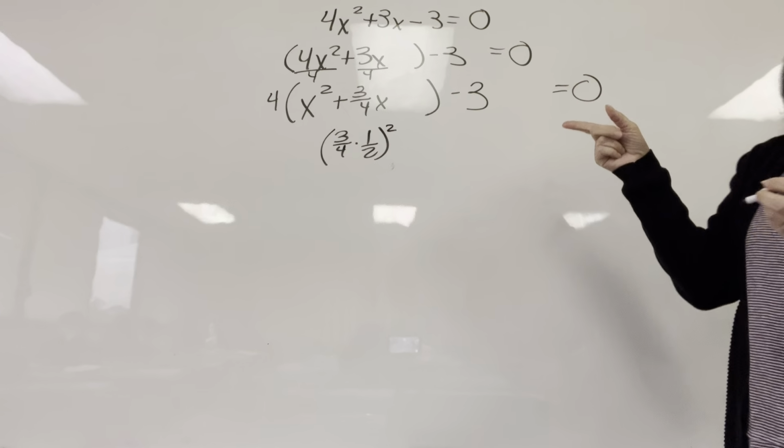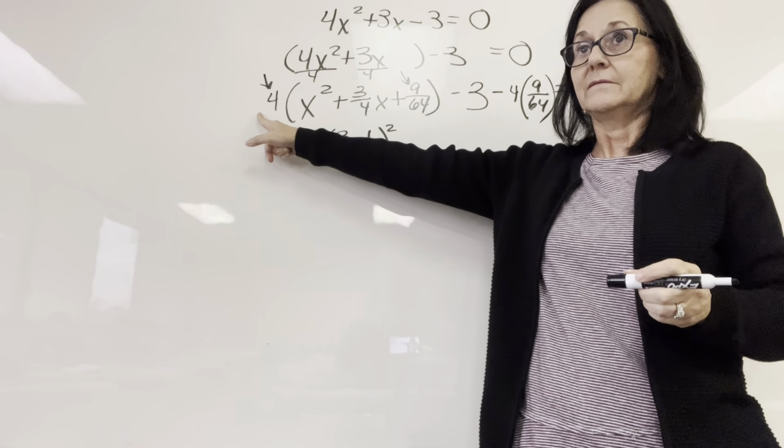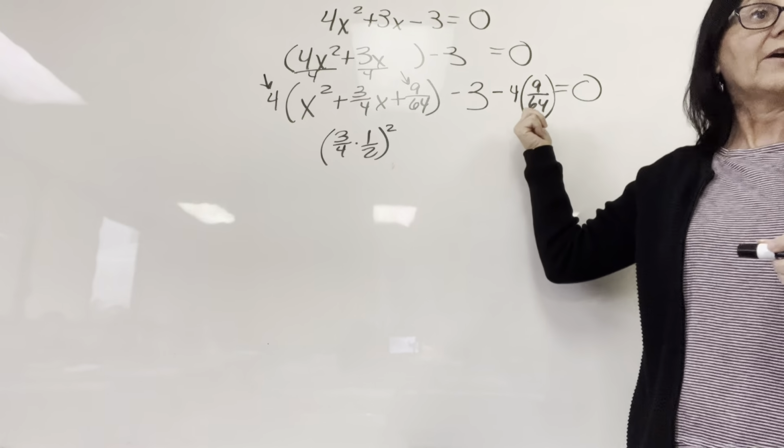Okay, here's the tricky part. You ready? We add inside, we subtract outside, right? But I can't just subtract 9/64. I have to subtract 4 times the 9/64, because 4 has been factored out. So you're always going to multiply by what's outside here. So I'm going to subtract 4 times 9/64. You see the slight difference? Whatever you factored out, you're going to multiply by your half b squared.